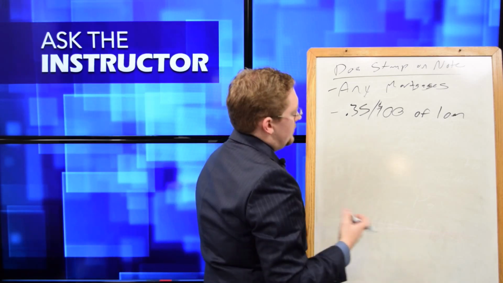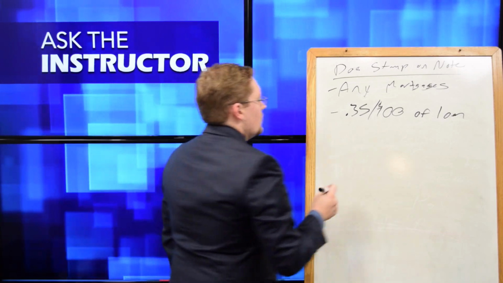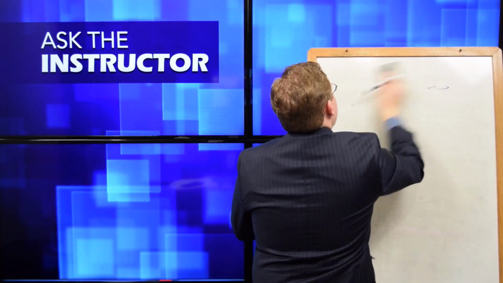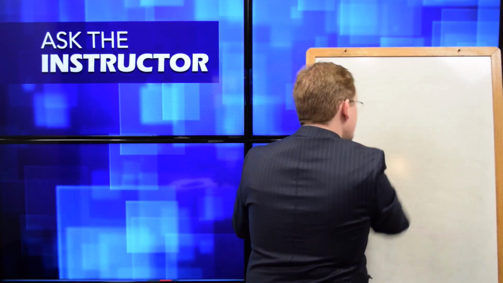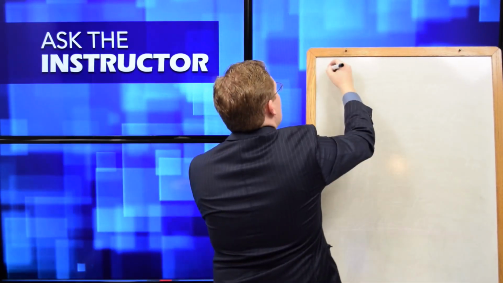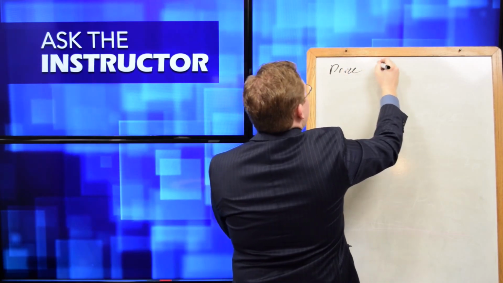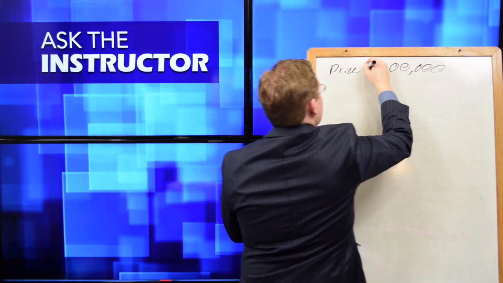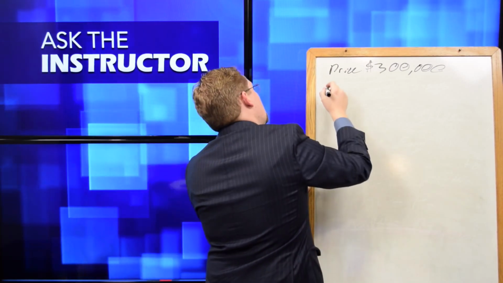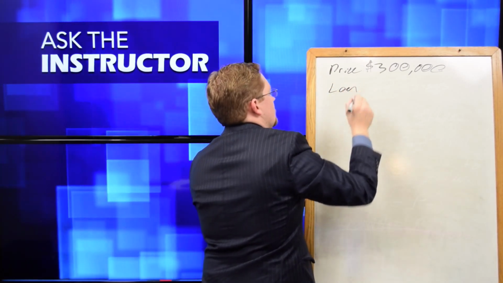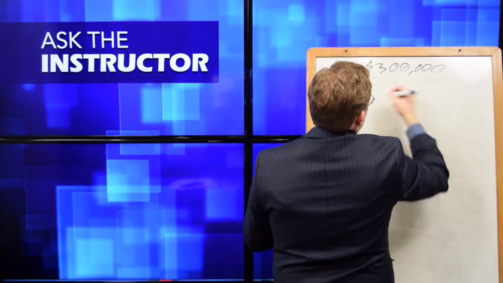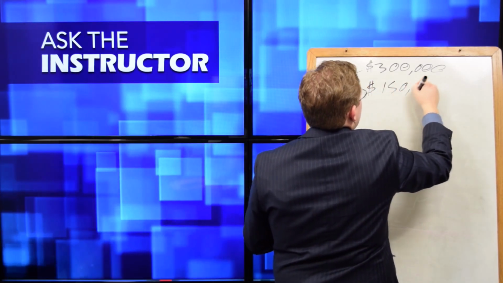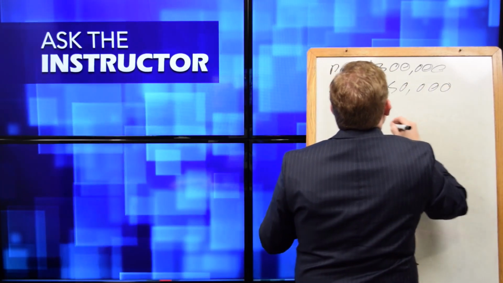So let's go ahead and do another scenario here. Let's say that we have a buyer that's looking to take out a loan on a property that costs $300,000. The loan that they're taking out on this property is, let's say, $150,000. They're doing half of it as a loan. And it's a new loan.